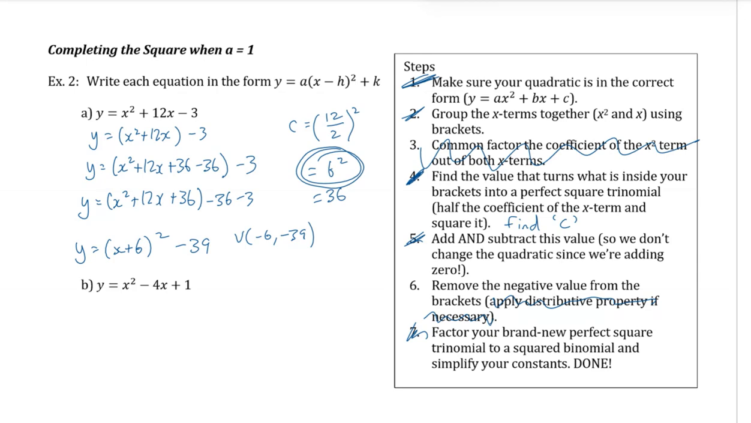Now I know the direction of opening. It opens up, so it has a minimum of negative 39. And those are really useful things for solving word problems or real life problems with quadratics.